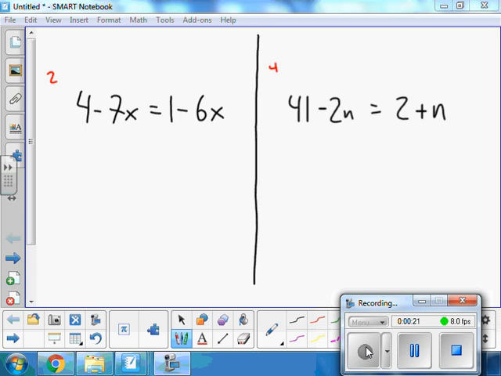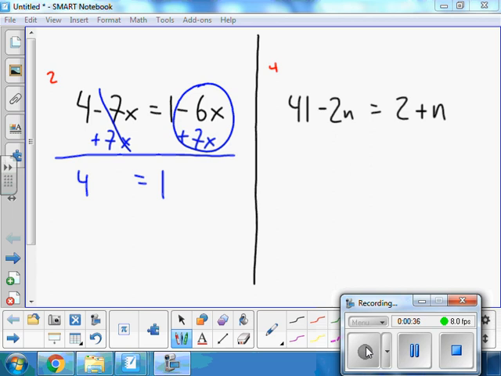So let me go ahead and add 7x to both sides. And I'm left with 4. I had 7 and I took it away, so that's gone, equals 1. And I'm left with negative 6x plus 7x. I'm left with 1x. Now I'm going to look at the side with the variable, which is my right side.